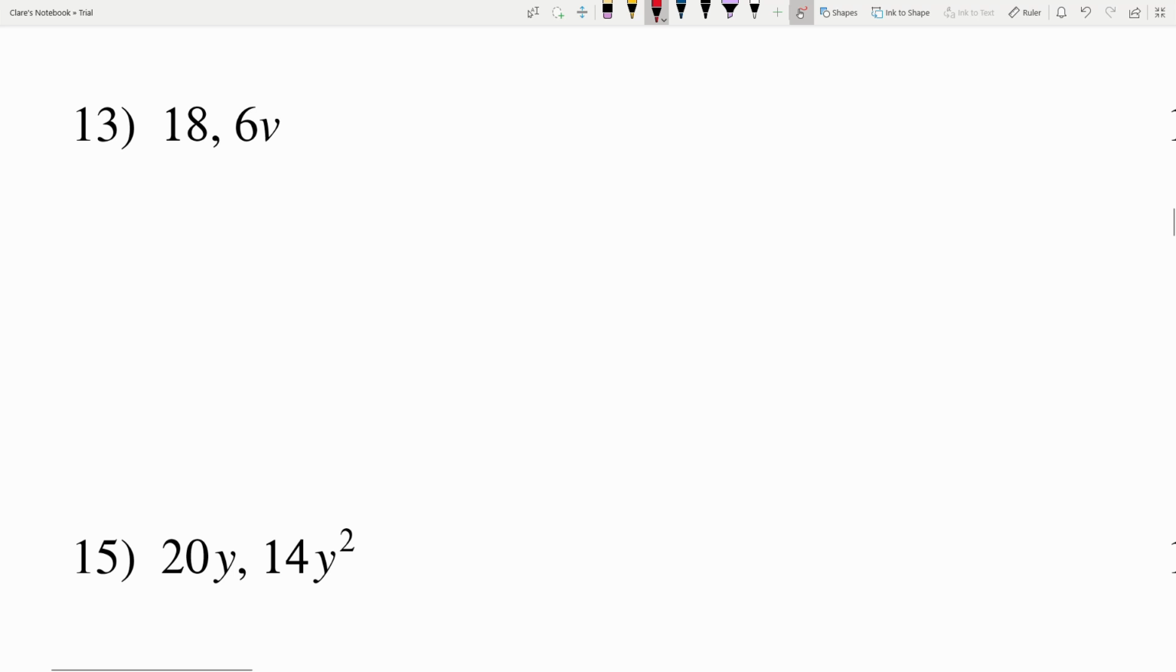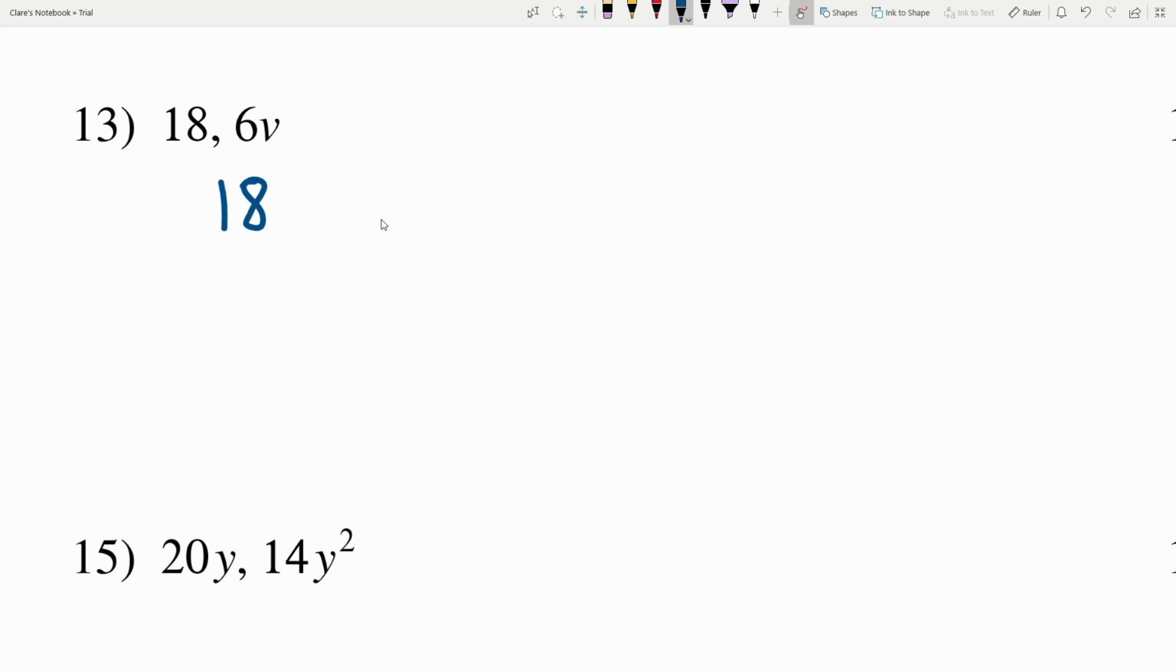On this next page, we have 18 and 6v. Well, right away, looking at my coefficients, I know that 6 goes evenly into 18. 6 times 3 equals 18, so 18 is the LCM of my coefficients. 18 times 1 gives me 18, and 6 times 3 gives me 18, so 18 is divisible by both 18 and 6. So 18 is the start of my LCM, but now I have to look at my variables.